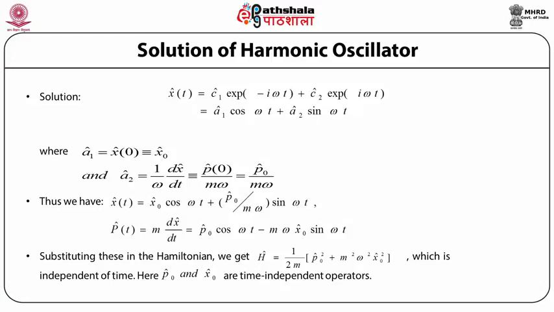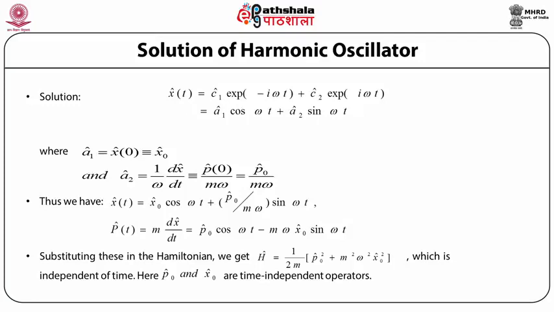where ω is the angular frequency, and this can be written as operator a_1 cos ωt plus operator a_2 sin ωt, where operator a_1 is equal to operator x at time t equal to 0, which is operator x_0, and operator a_2 is equal to 1 upon ω times the derivative of operator x with respect to time, and this is equivalent to operator p at time t equal to 0 upon mω, which is equal to operator p_0 upon mω.